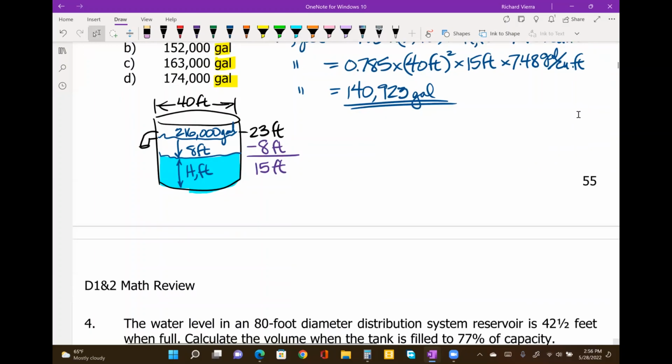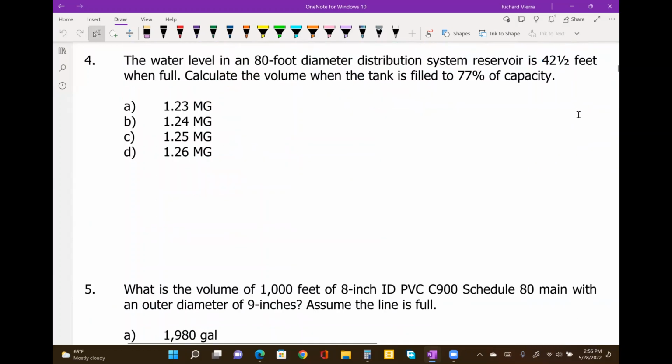Moving on to our next example, question number 4. And in this case, we have another little unique, different piece of information that doesn't always show up, a percentage. So let's read through and figure out what we're going to do, how we're going to use that percentage.